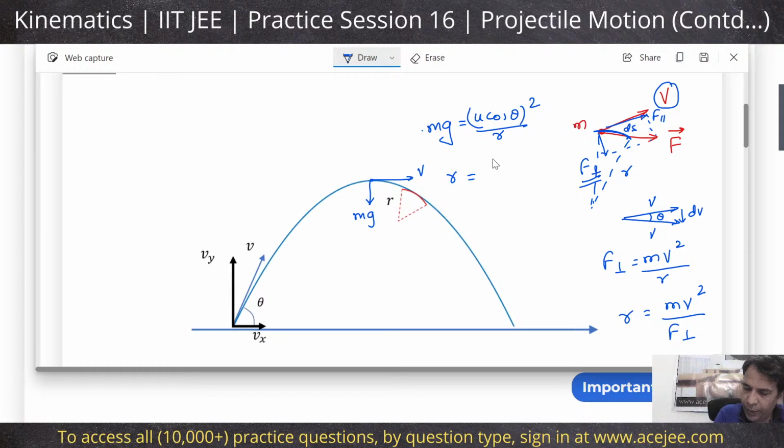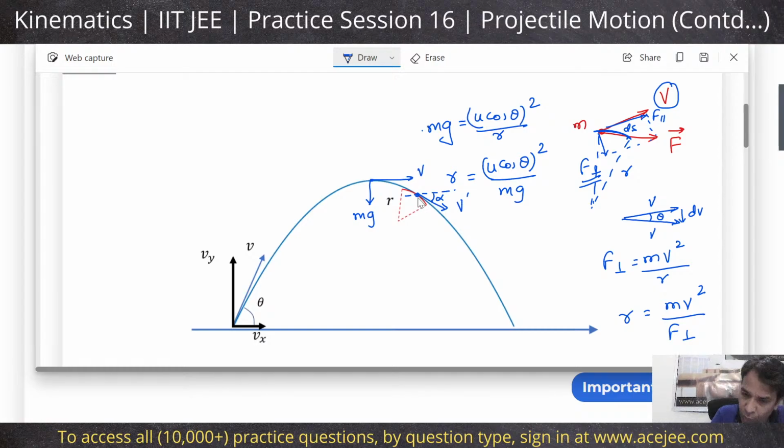So this is u cos theta squared divided by mg. Now if somebody says, hey, tell me the radius of curvature at this point, and the velocity is v dash at that point. So first of all, you need to quickly figure out what is this angle alpha that the velocity vector is making with the horizontal. Why is it needed?